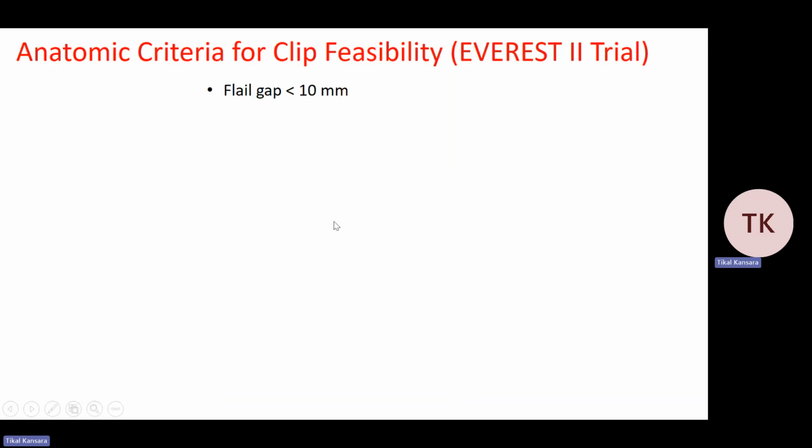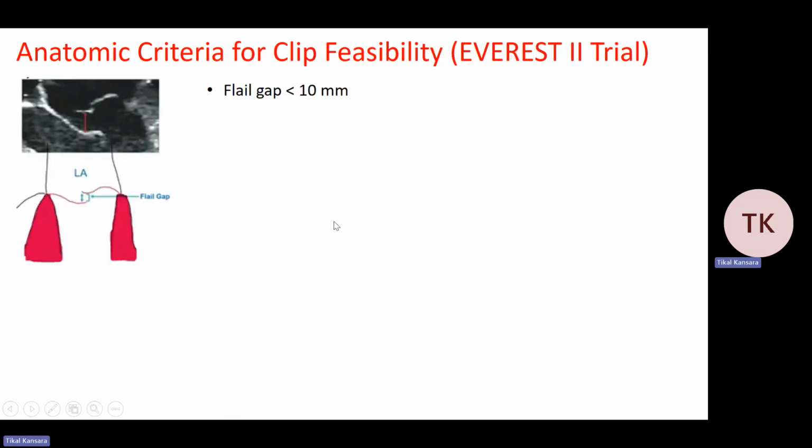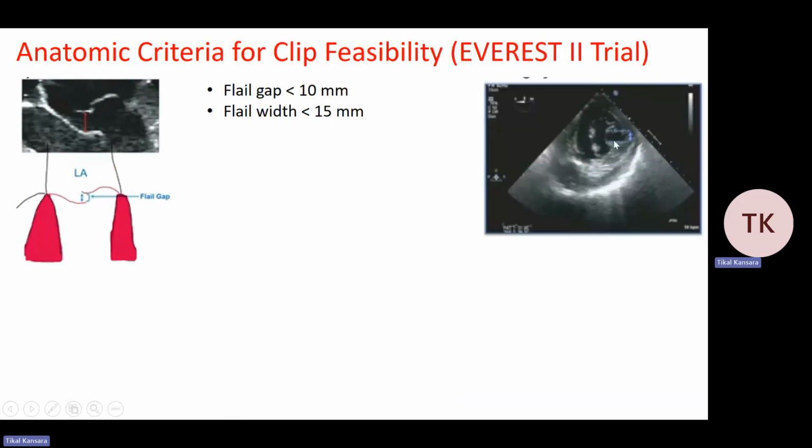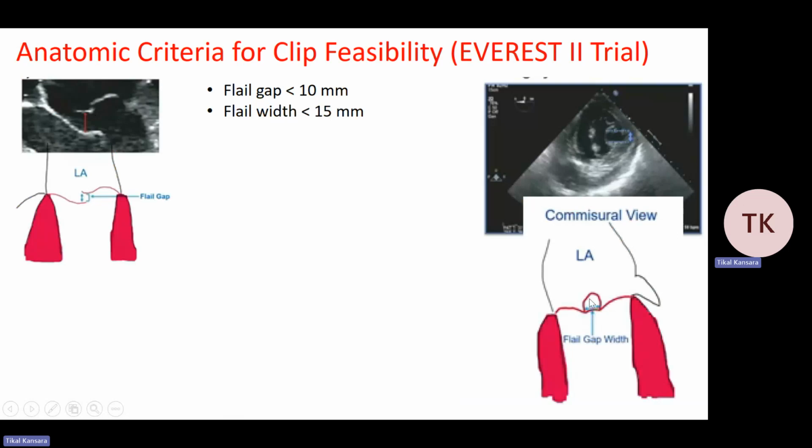So which patients were included for mitral clip in Everest 1? If it was a flail, that flail gap had to be less than 10 millimeters. The width, which we can look at in short axis or in commissural view, should be less than 15 millimeters. Why is that? Because with the old mitral clip, you can only clip both leaflets at the same time. You cannot clip one anterior leaflet and then move the clip and clip the posterior leaflet. So you needed both the leaflets together.